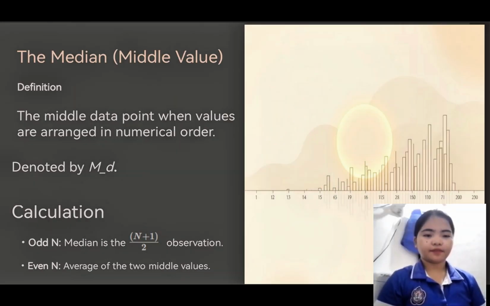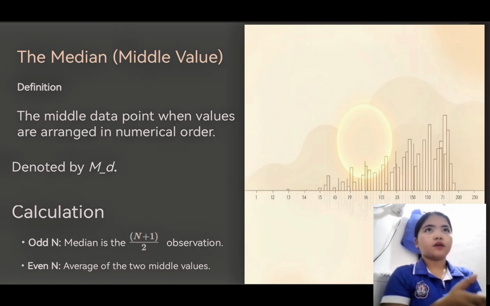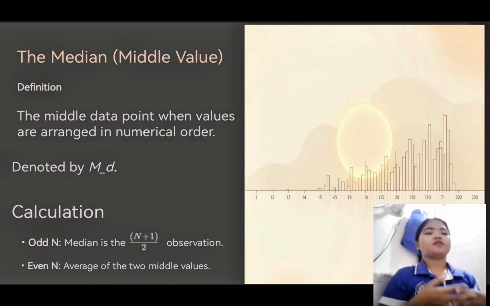The median. When we say the median, it is the middle point when values are arranged in numerical order, denoted by MD. In calculation, we have odd n and even n. The numbers of odd are 1, 3, 5, 7, 9, and the numbers of even are 2, 4, 6, 8, 10. Beside odd and even, there is a letter N. The letter N stands for the number in that position. So let's proceed to our example.